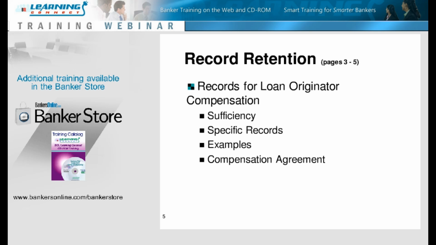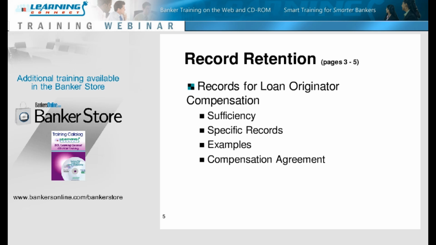And again, that's a specially defined term that we'll talk about. And it has to keep the compensation agreement that governs each receipt of payment, or each payment the loan originator organization made, and that too is subject to a 3-year record retention requirement.